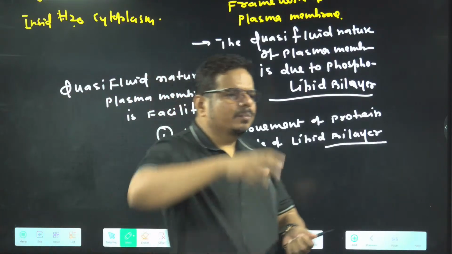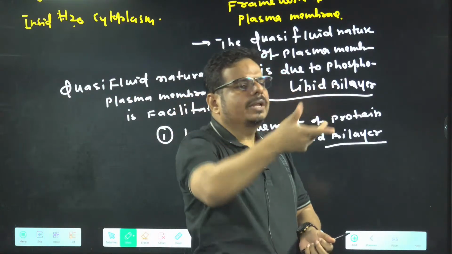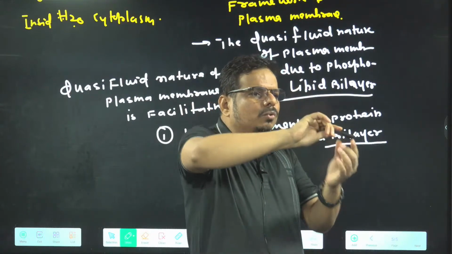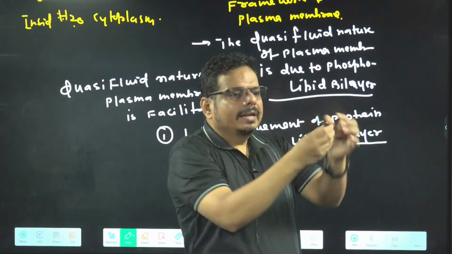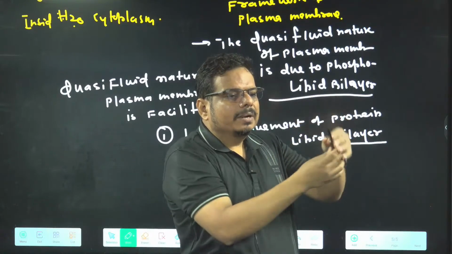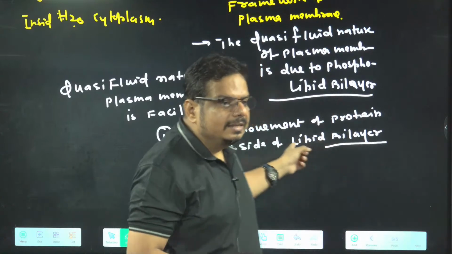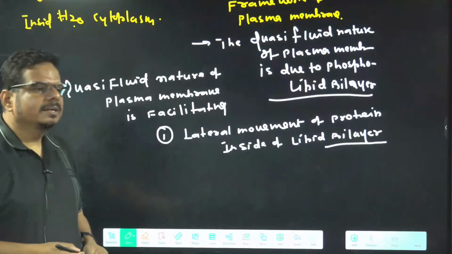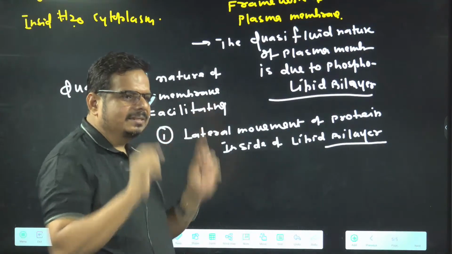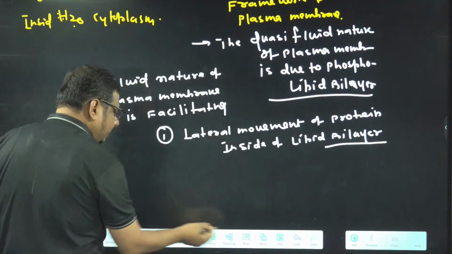When facilitated diffusion occurs, the protein goes for rotation. Anything can rotate in a liquid, but anything can't rotate inside a solid. Able to understand? So the quasi-fluid nature of the lipid bilayer allows these things. Clear?